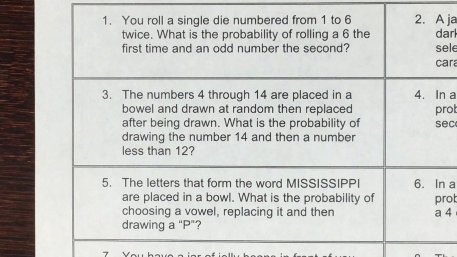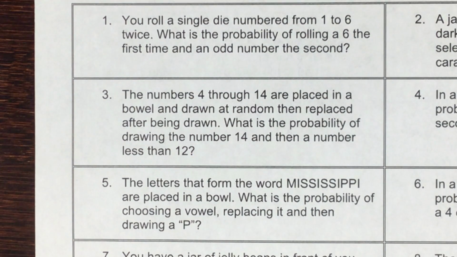Alright, the numbers 4 through 14 are placed in a bowl and drawn at random, then replaced after being drawn. So this is with replacement, right? What is the probability of drawing the number 14 and then a number less than 12? Let's do the first one first. The numbers 4 through 14 are placed in a bowl. So what's the probability of getting a 14? 1 out of 10.